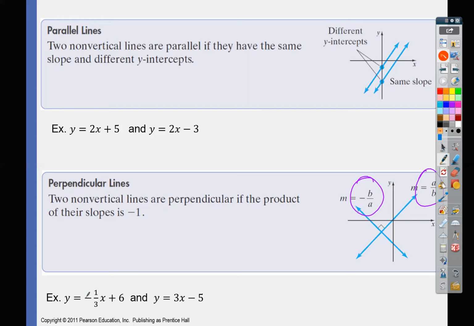So look at the example down here. You have -1/3 and a +3. So a negative versus a positive, and 1 over 3 versus 3 over 1. With perpendicular lines, your y-intercepts don't matter. You're only looking at your slopes.